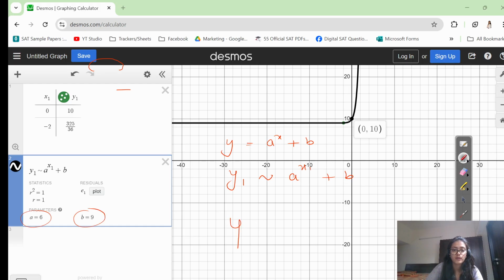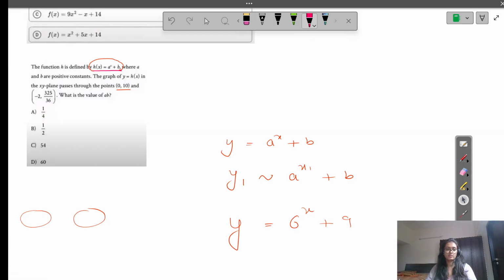So your function becomes y is equal to 6 raised to x plus 9. Okay, you have to find out the value of AB. That means you have to find out the product of A and B. So A is 6, B is 9, so A times B will be 6 times 9, which is 54. So option C is correct.